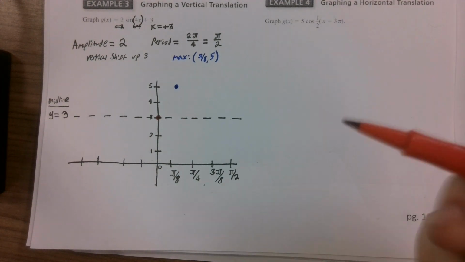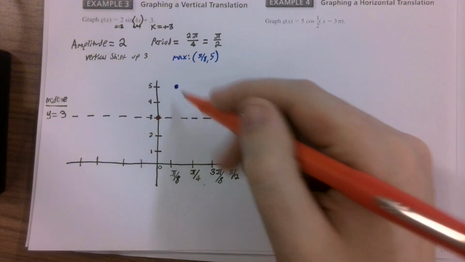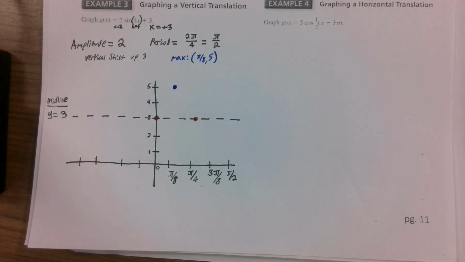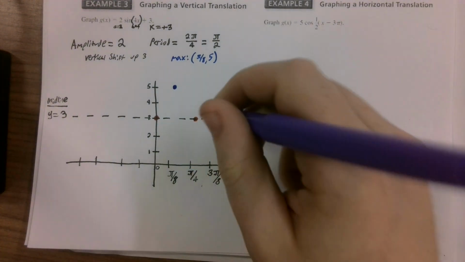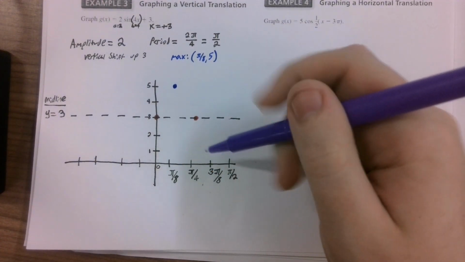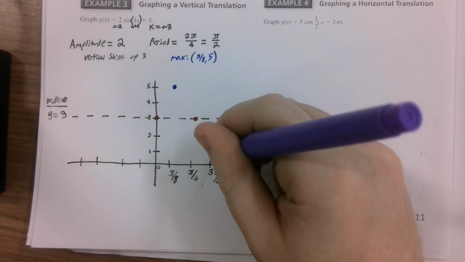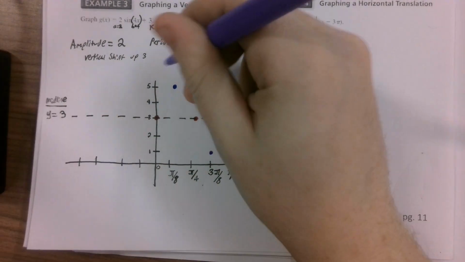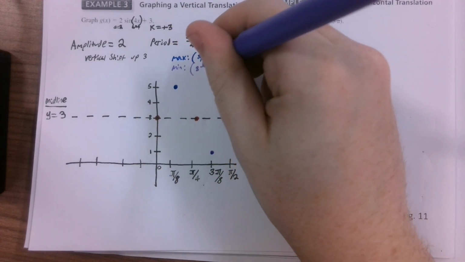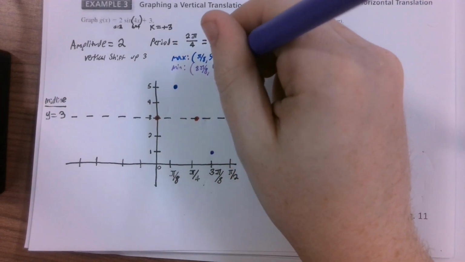Then the sine wave follows the same pattern it always has. Goes up, then back to the middle. So we got another point on our midline. Then it goes all the way down. Since our amplitude is 2, what's 2 less than 3? Well, it'll go all the way down to 1. That's a minimum. We have a minimum at 3 pi over 8, comma, 1.